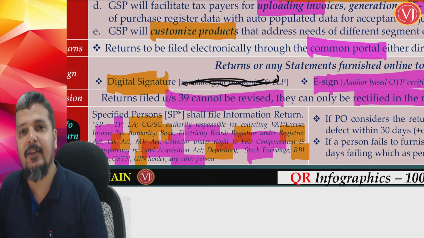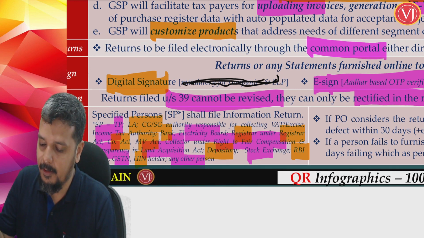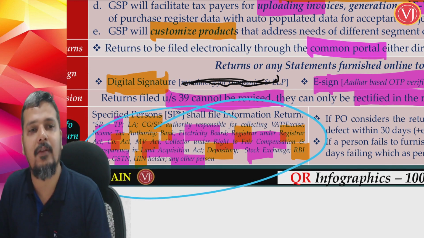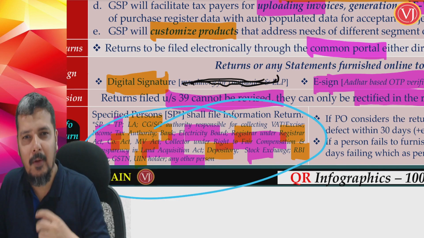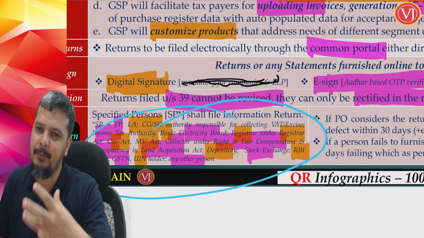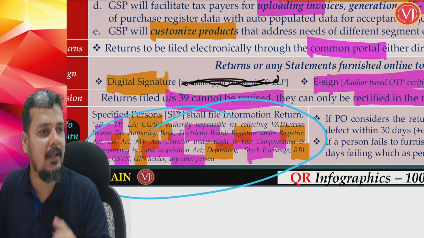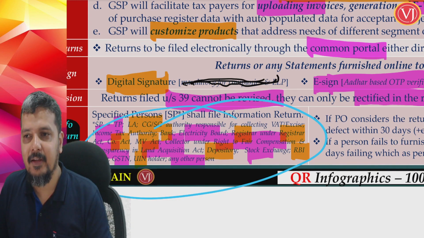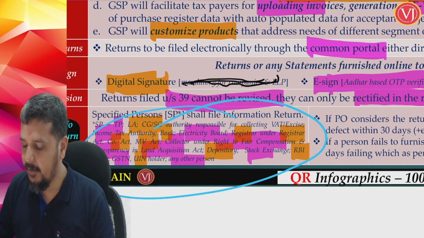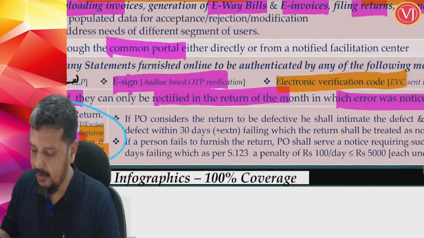If you look at these bodies, you will find that they are all bodies which will have various information of yours. Isn't it? If you look at all these bodies, you need not memorize them. If you look at the names itself, you will find that okay, these people will have certain basic information about the assessee. They are basically required to file the information return.